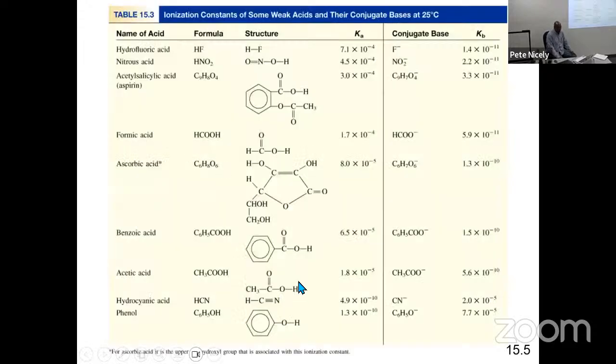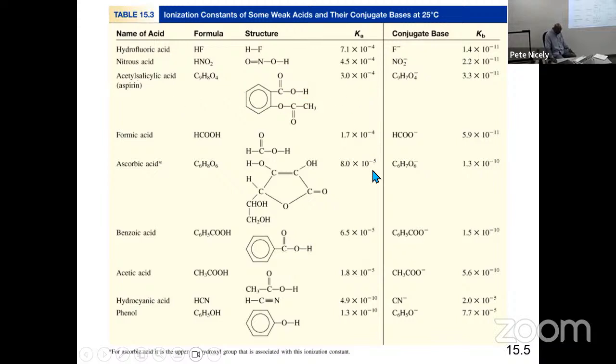And this is just a table giving you some weak acids and their Ka values. What you see is that usually Ka values are very small. The largest one here is hydrofluoric acid. So among weak acids, hydrofluoric acid is a relatively strong acid, at 7.1 times 10 to the minus 4. Nitrous acid is 4.5 times 10 to the minus 4, so that is actually even stronger. Acetylsalicylic acid, which is aspirin, has a value of 3.0 times 10 to the minus 4.